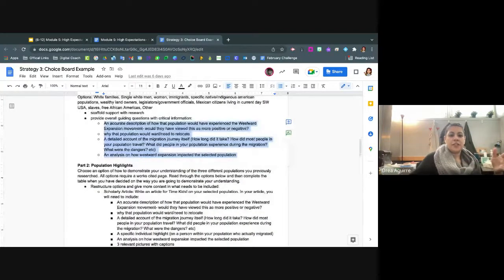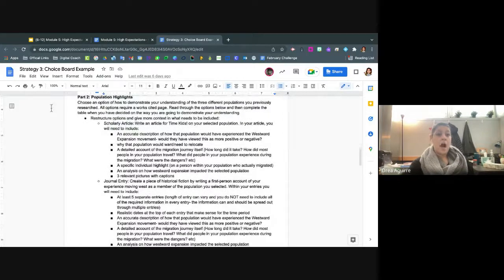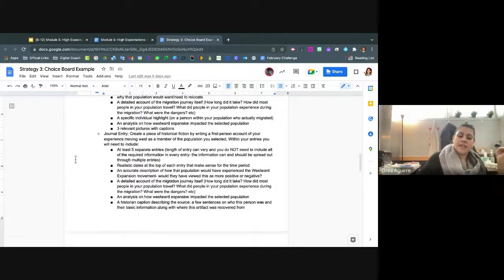But I'm going to make sure that they have the base of what I need them to do before I'm asking them to go in and apply that knowledge. So then I give them a bunch of different options when I'm telling them how to highlight the population that they've selected. They've selected 3 different populations. They did all of their research. And now here are the ways that they're going to show me that they know about those populations.